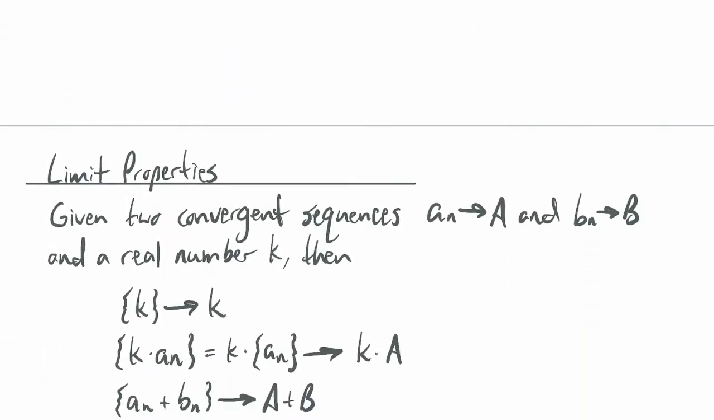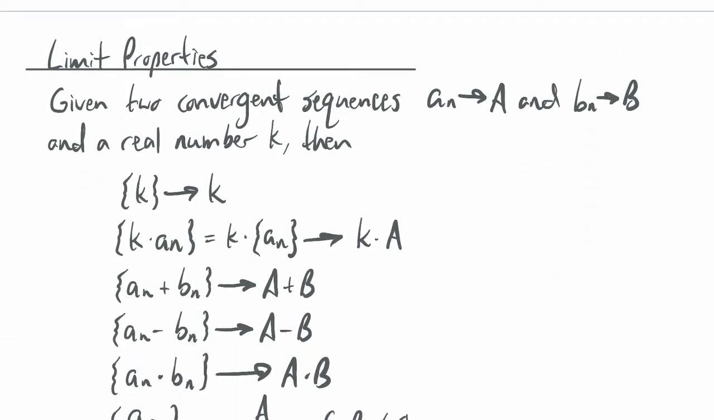So, limit properties. These are basically all inherited from functions because, as I said, sequences are functions in the sense that they take inputs and give outputs. So suppose you have two convergent sequences, little a sub n goes to big A and little b sub n goes to big B, and you've got a real number k. Then the sequence k converges to k. It's a constant sequence.